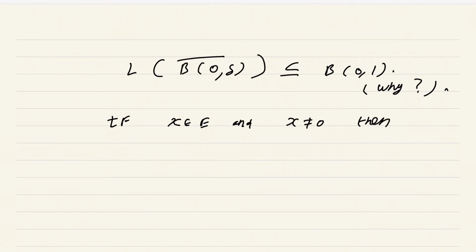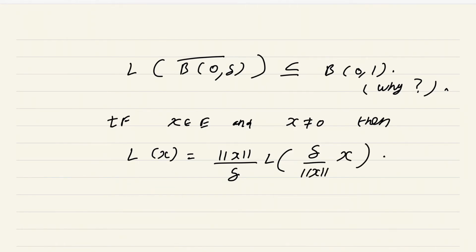then if you take L of x, this I can write as norm x by delta times L of delta x by norm x. Okay, again I'm just using linearity. I am multiplying by norm x by delta and multiplying x by delta by norm x inside L. Okay, and this delta x by norm x is going to be an element of this B0 delta closure. Okay, because of that this is going to be contained in B01.